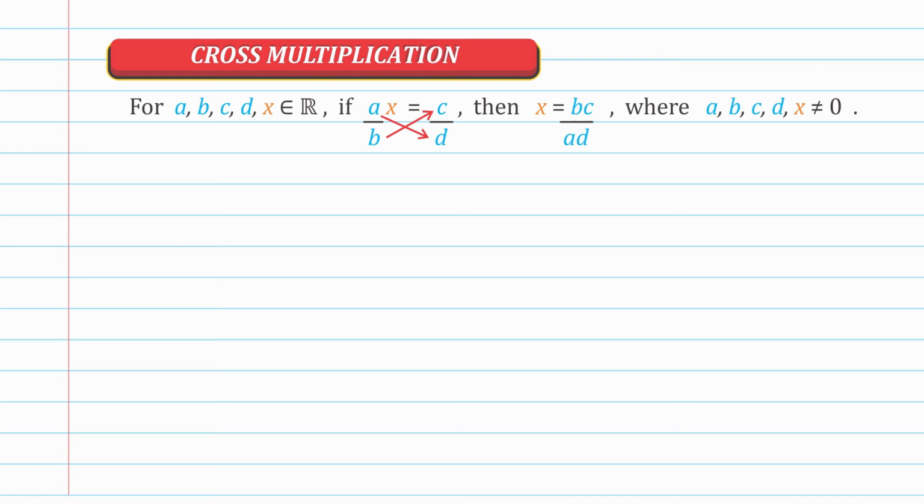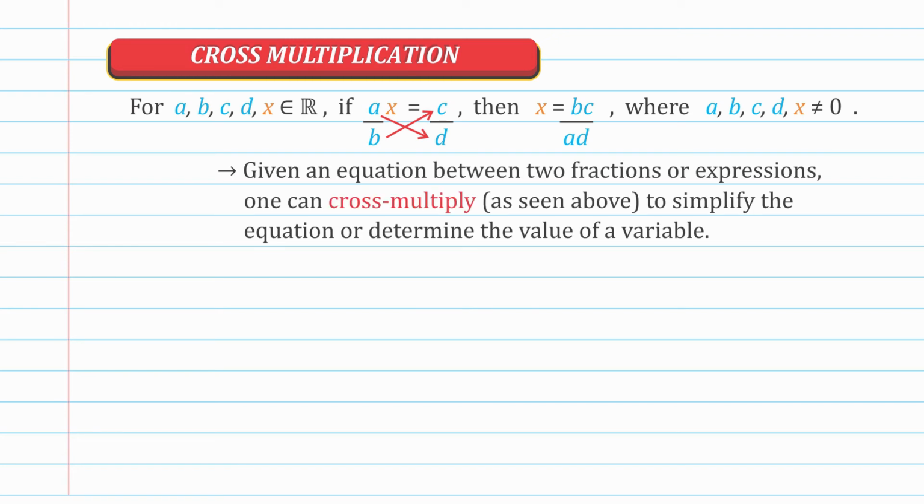We now discuss the shortcut for the multiplication and division properties, and that is cross multiplication. Now, what can we do with cross multiplication? If you have variables a, b, c, d, and x, where all of these are real numbers, the quantity a over b times x is equal to c over d. Then x is equal to bc over ad, where all the variables a, b, c, d, and x are not equal to 0. Now, what does this mean?